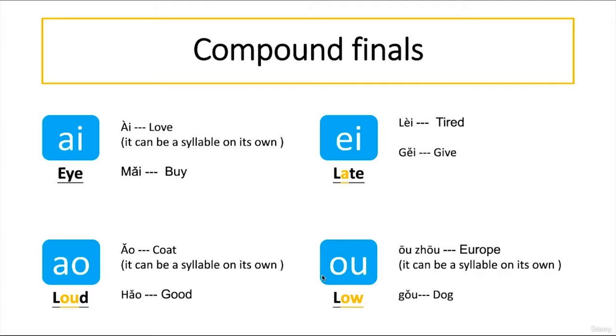It can be a syllable on its own. For example, Ōu means Europe. 狗 means dog. Well done. The next 4.